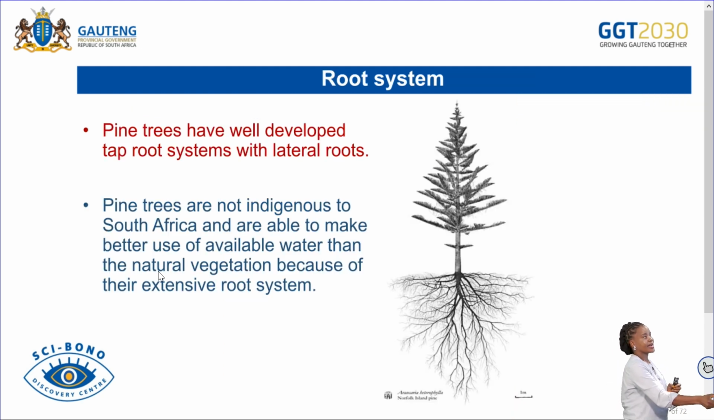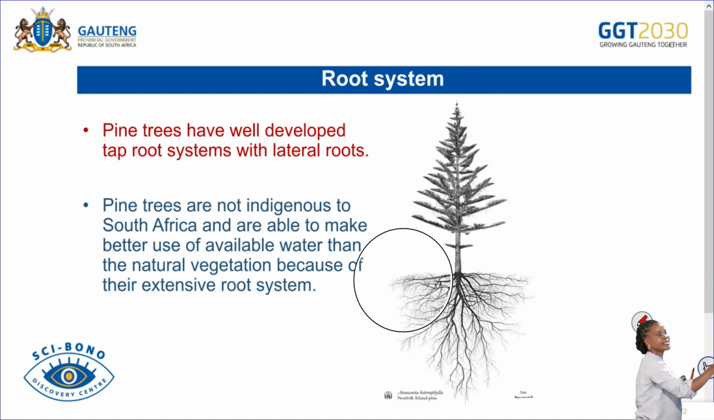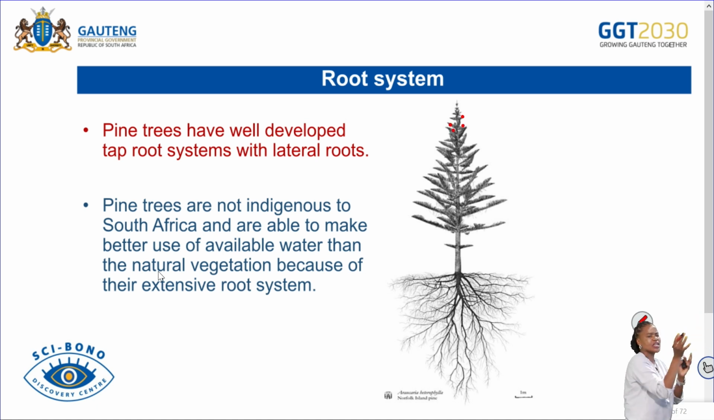So this is how the pine tree looks. Can you see? It gives us the cone structure. Because of this structure, it does not allow the snow to accumulate on the branches. So that's why it is enabled to survive those snow conditions.